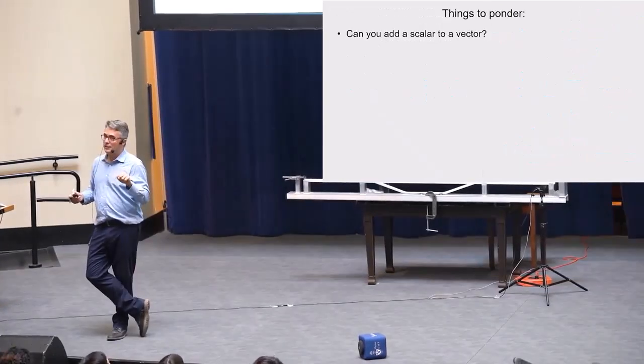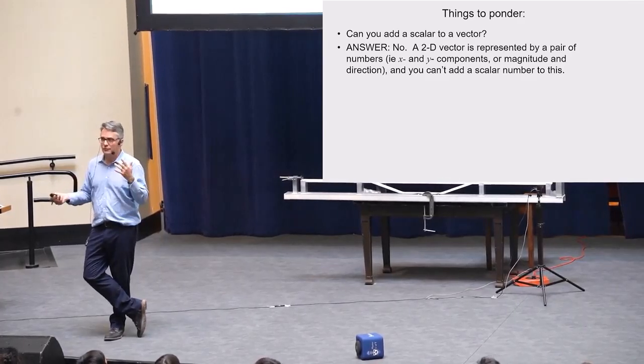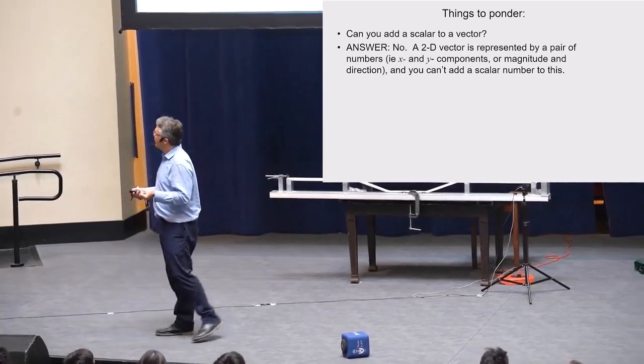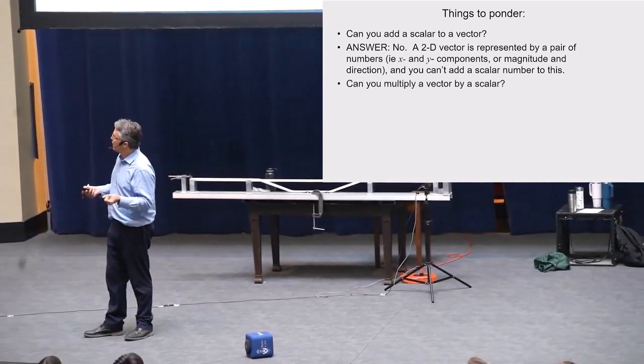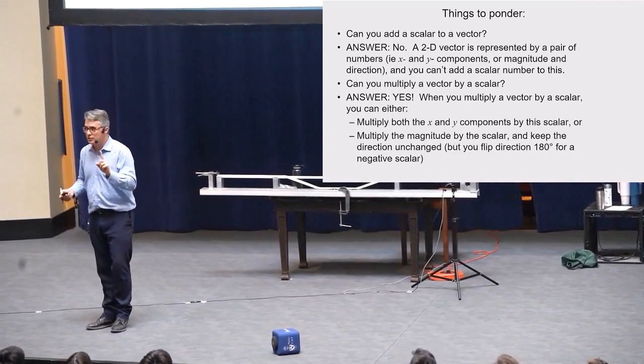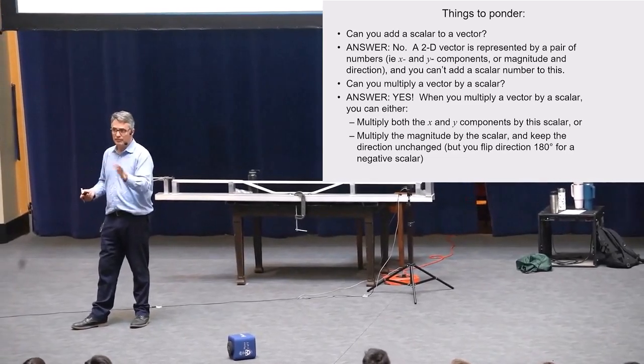Can you add a scalar to a vector? You can't. A scalar and a vector are two different things. It's like adding apples and oranges. You can't do it. Can you multiply a vector by a scalar? Yes, this you can do. And the rule is you just take the magnitude and multiply it by that scalar.